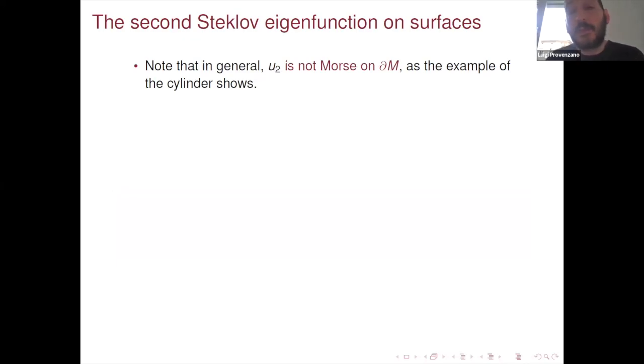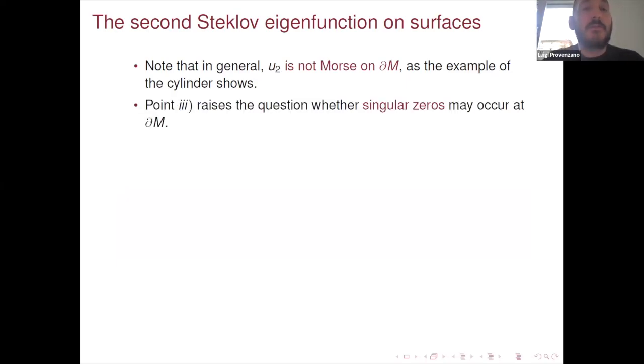So, as the example of the cylinder shows, this we cannot have in general for the surface. From our proof of point 3, we are left with the question: from the proof it seems that you can either have no singular zeros on the boundary, or if you have a singular zero, it must be non-degenerate.